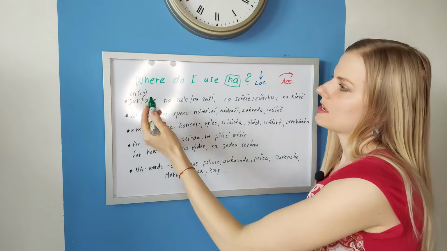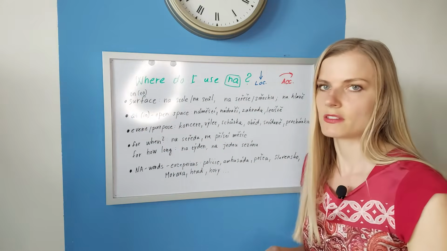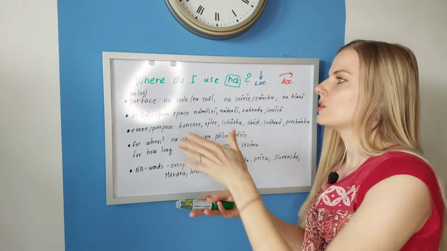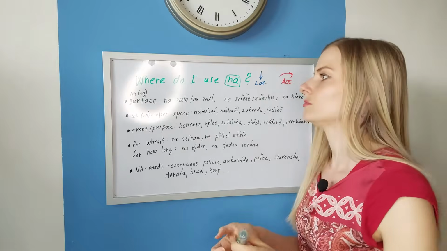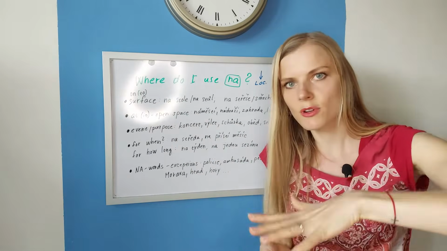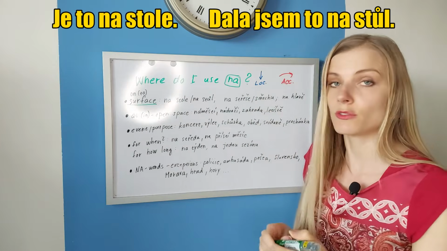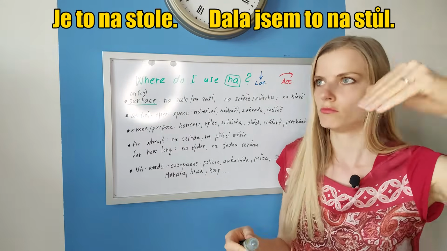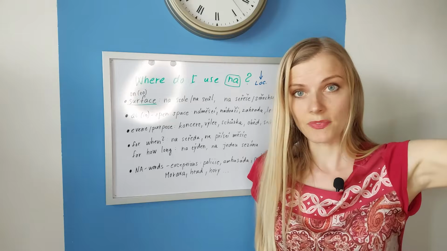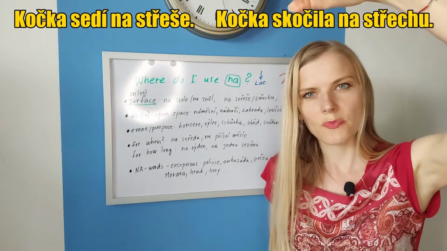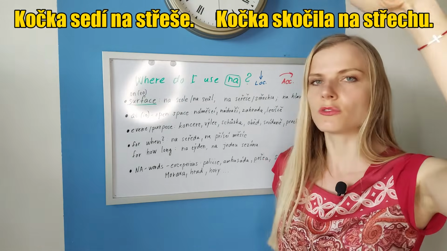For example, if I speak about a surface, that I put something on the table or it is on the table. Na stole. Je to na stole, dala jsem to na stůl. Or na střeše. On the roof. Na střechu. Kočka sedí na střeše. The cat is sitting on the roof. Kočka skočila na střechu. The cat jumped on the roof.